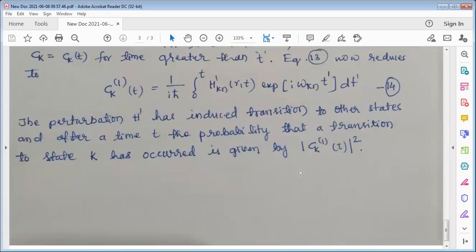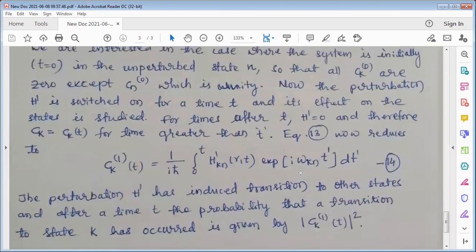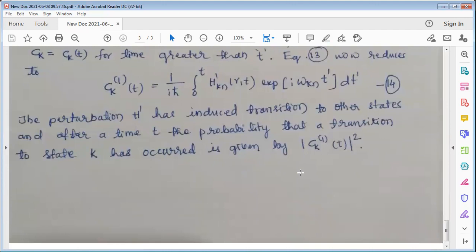So this is the time dependent perturbation theory of a perturbed system, and this can be applied to any perturbed state.